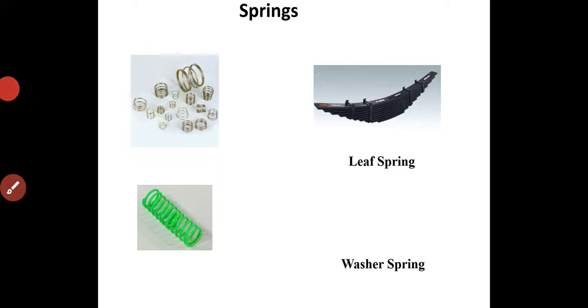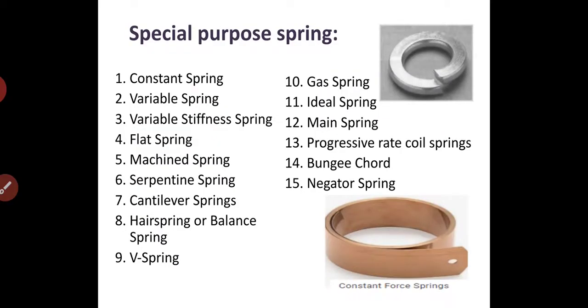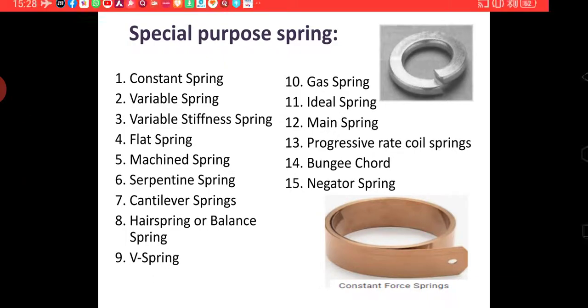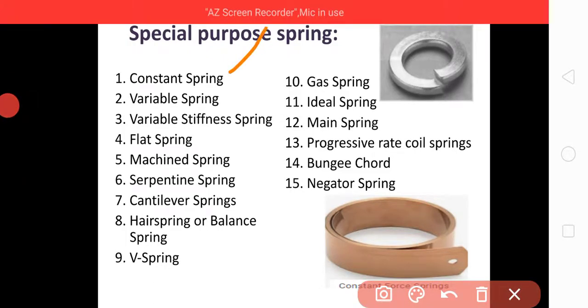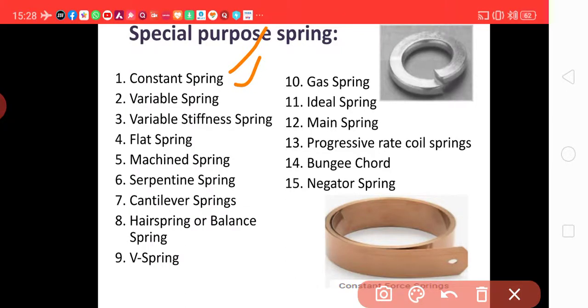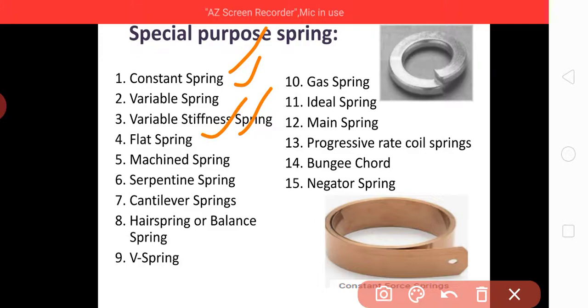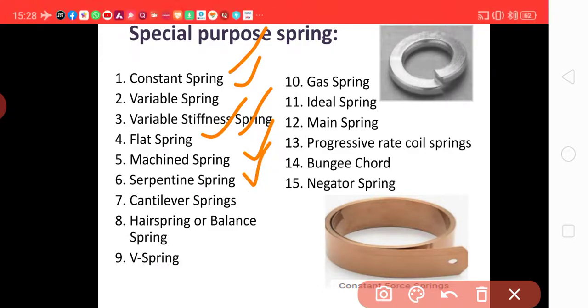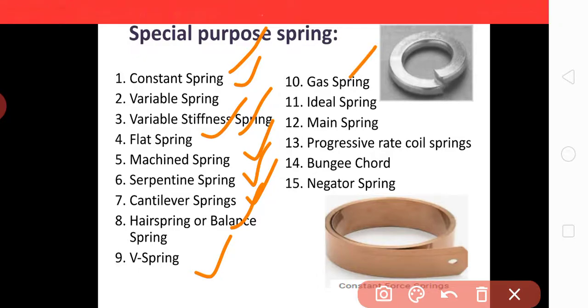These are the springs. This is a leaf spring, an open coil spring. This is an open coil or closed coil helical spring. Special purpose springs: there are various special purpose springs, such as constant spring, variable spring, variable stiffness spring, flat springs, machine spring, serpentine spring, cantilever spring, hair springs or balance springs, V springs, gas spring, ideal spring, main spring, progressive coil, rate coil springs, bungee cords and negator springs.